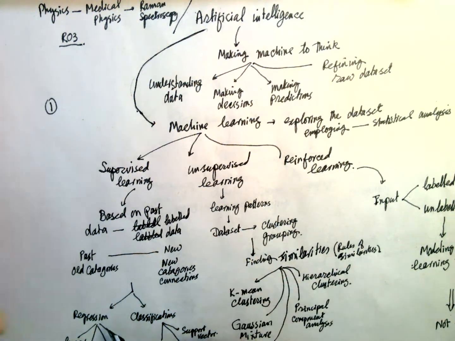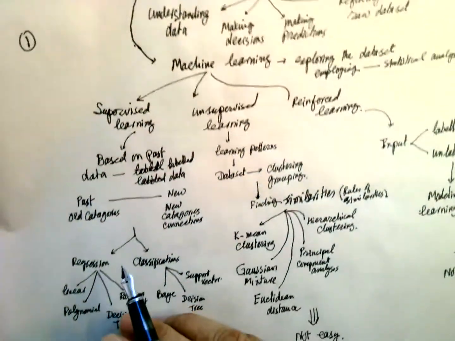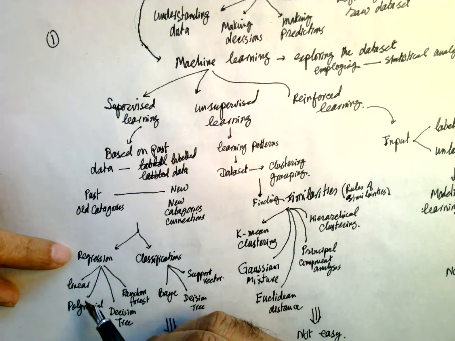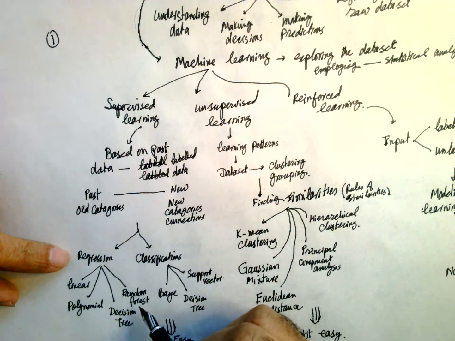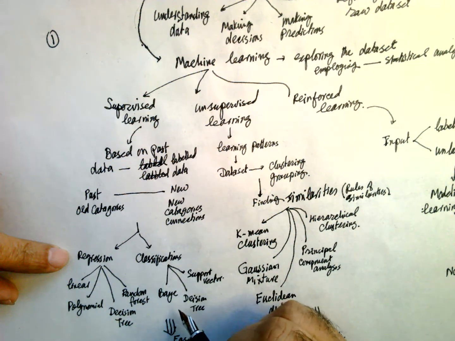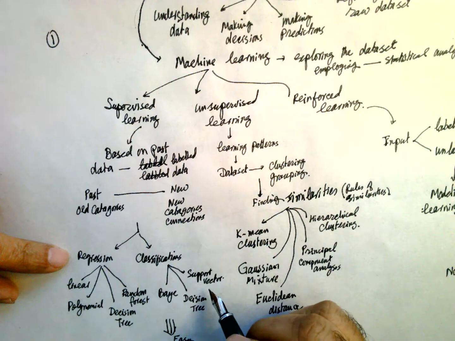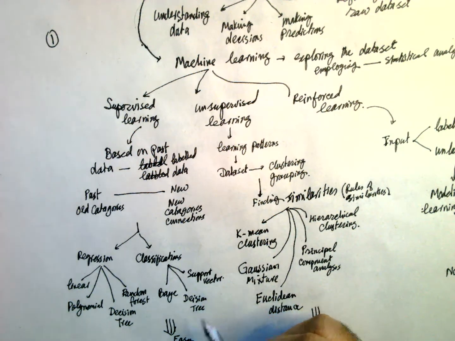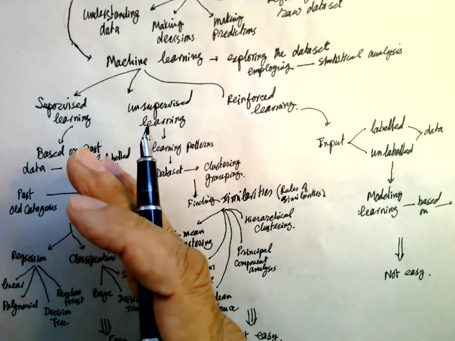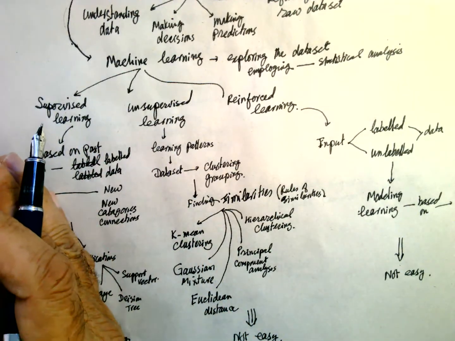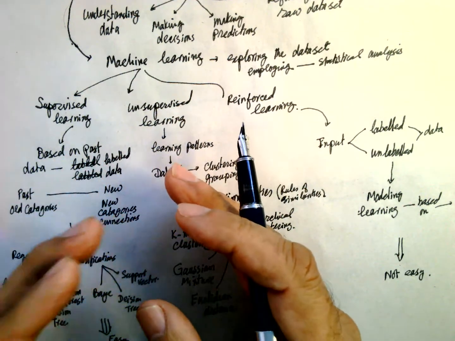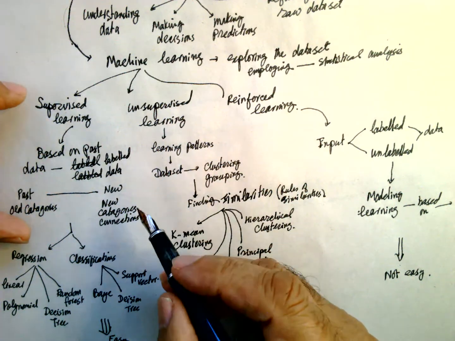Many statistical analysis techniques are used: regression, linear regression, polynomial regression, decision trees, and random forests. There are also classification, Bayes, decision tree, and support vectors. So it is easy compared to the other ones. This is supervised learning. You have past data, and based on the past data, the computer makes some decisions, makes some connections, and new categories.